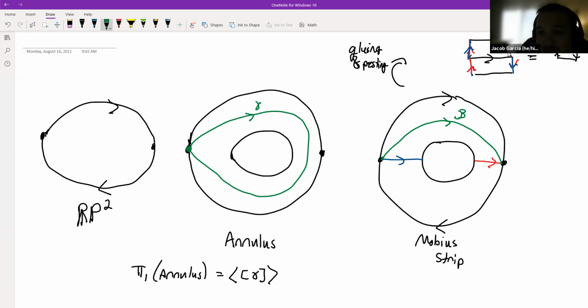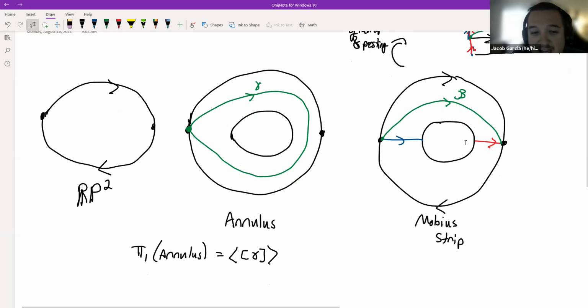Cool. So lifting my beta, I am going from here to here for beta, or my generator is just the center beta here. So when viewed here, it's clear that beta goes around the Mobius band once, right? And the Mobius band deformation retracts onto the circle, just by a straight line collapsing onto the center circle of the Mobius band.